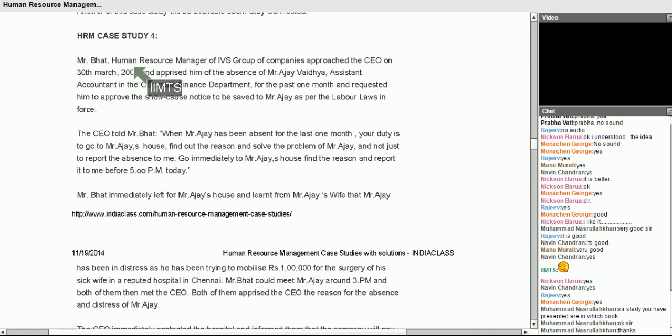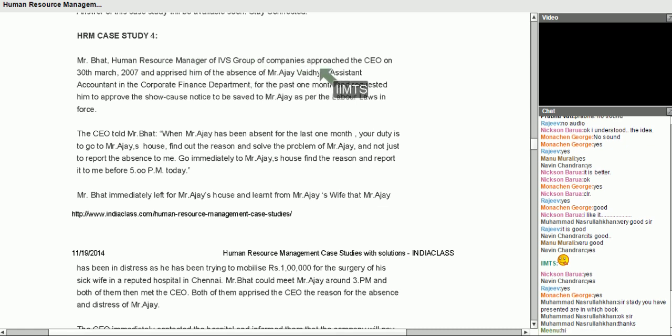Mr. Bhatt, the HR Manager of IVS Group of Companies, approached the CEO on 30th March 2007 and apprised him of the absence of Mr. Ajay Vaid, Assistant Accountant in the Corporate Finance Department, for the past 1 month, and requested him to approve the show cause notice to be served to Mr. Ajay as per the labor laws in force.